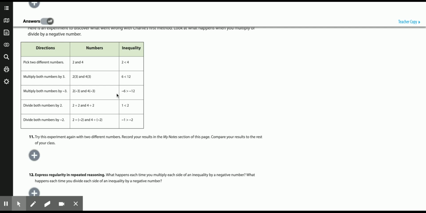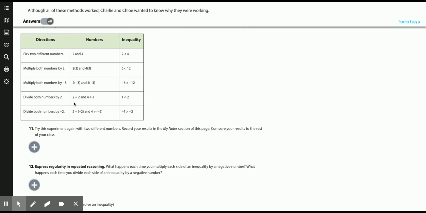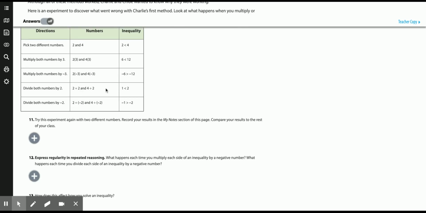And so that is one of the reasons we need to flip the sign when multiplying or dividing by a negative. 2 divided by 2 is 1. 4 divided by 2 is 2. 1 is less than 2. That's okay. 2 divided by negative 2 is negative 1. 4 divided by negative 2 is negative 2. Negative 2 is less than negative 1, or negative 1 is greater than negative 2. That does make sense. We did have to flip the sign, for the same reason. Negative 1 is closer to 0 than negative 2. It is worth more.